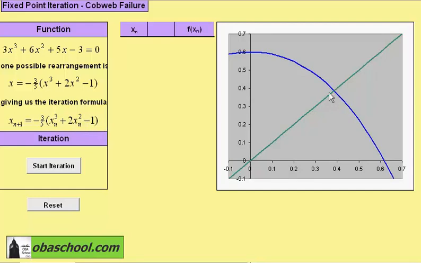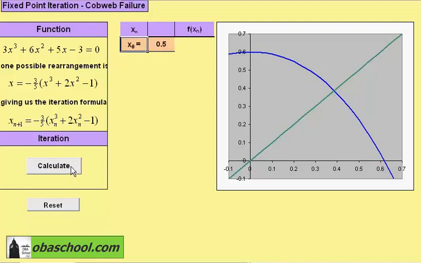We can see the root here, close to x equals 0.4. But bearing in mind what we said at the end of the last example, look how steep the curve is in the region of the root.